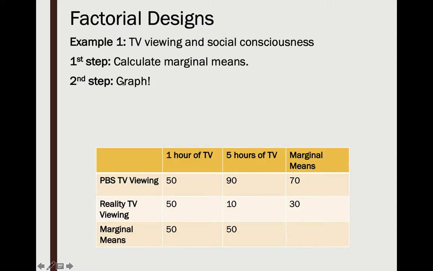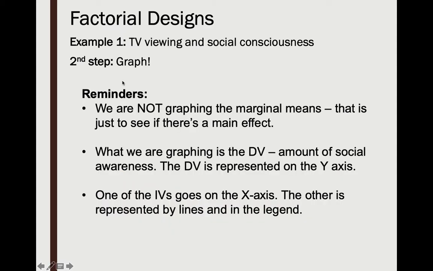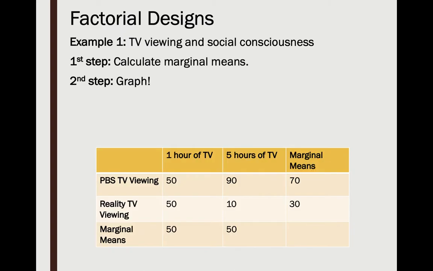Step 2 is to graph. Now I want to go over some reminders before we graph. We are not graphing the marginal means. We just use the marginal means to determine if there's a main effect, which I'll show you in a second, but the marginal means do not get graphed. What we do get graphed is the dependent variable, which is the amount of social awareness, which is what's in these boxes here. So not the marginal means, not these.